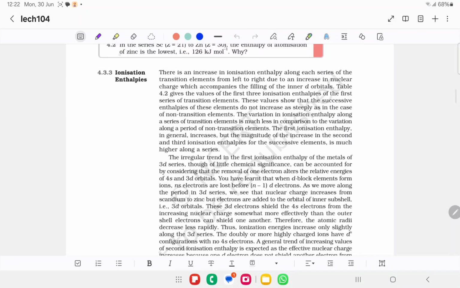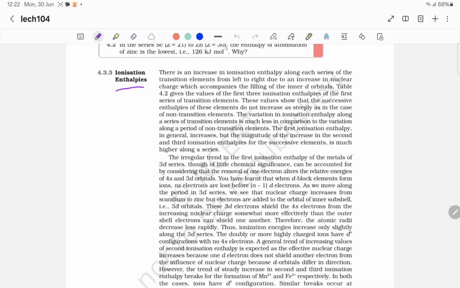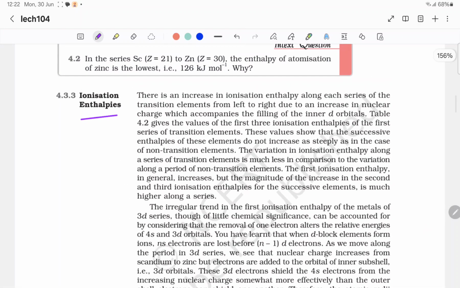Ionization enthalpies. There is an increase in the ionization enthalpy along each series of the transition elements from left to right due to an increase in the nuclear charge which accompanies the filling in of the inner d orbitals. Table 4.2 gives the values of the first three ionization enthalpies of the first series of the transition elements.